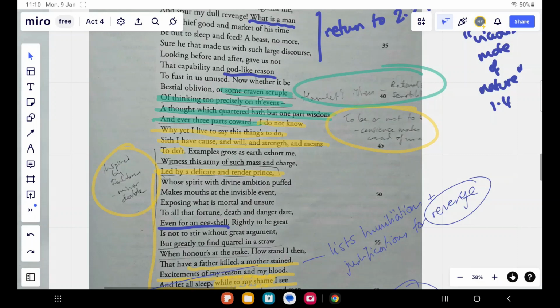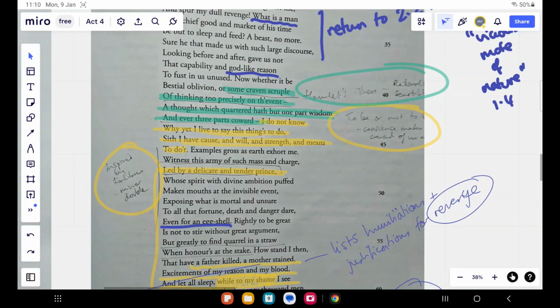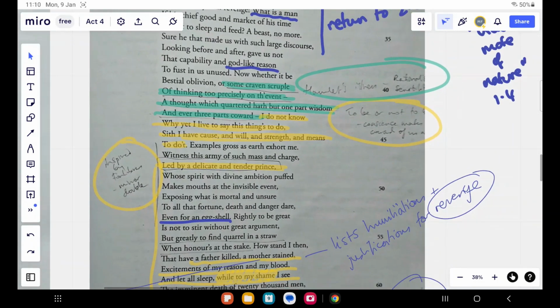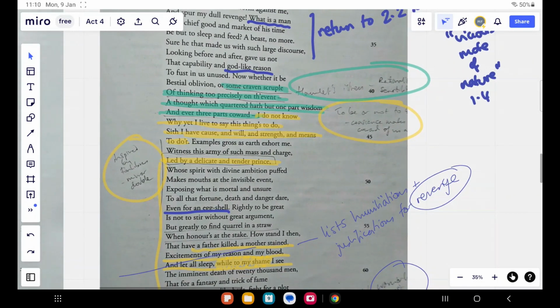And that reminds us of to be or not to be, conscience makes cowards of us all. And here conscience might be more consciousness, the ability to reflect and think about things, but it could also be that idea of always trying to judge the right and wrong thing, that inner moral law. So some craven scruple, again, seems to link to the idea of conscience as a moral arbiter.